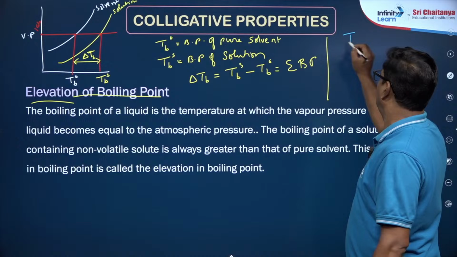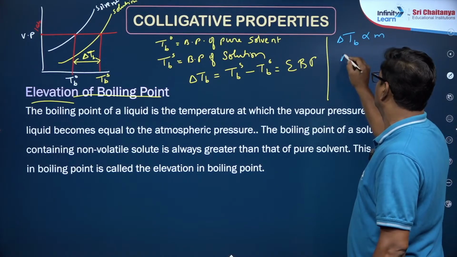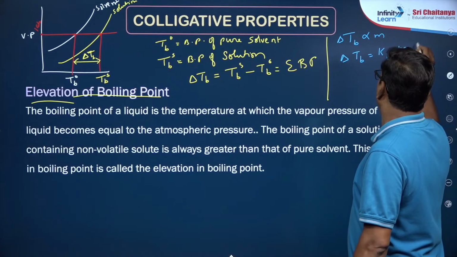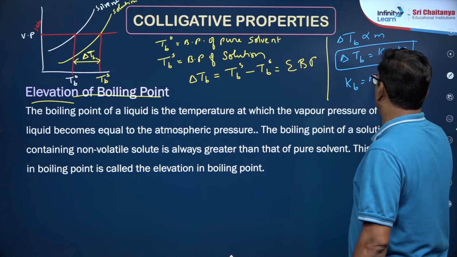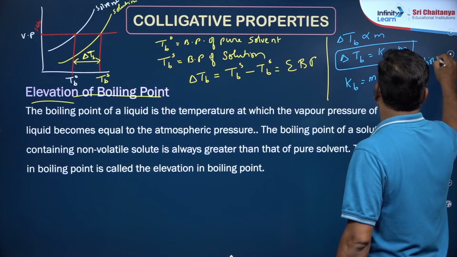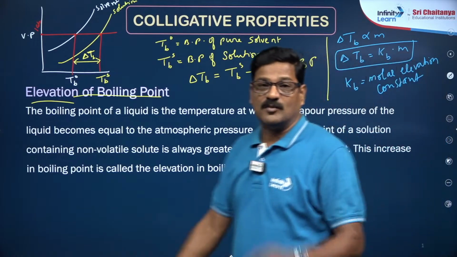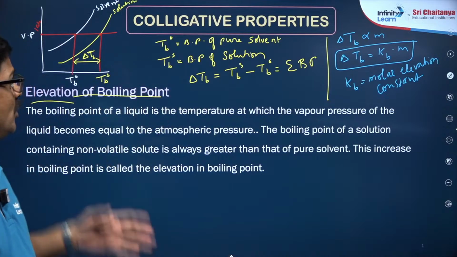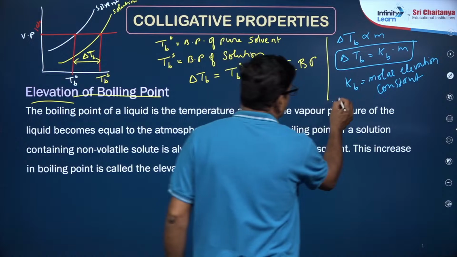Delta TB is directly proportional to molality. So delta TB is equal to KB into molality. This KB is the ebullioscopic constant, that is the molal elevation constant. We are going to discuss that. When molality is equal to 1, KB is equal to delta TB. So the molal elevation constant is otherwise called the ebullioscopic constant.